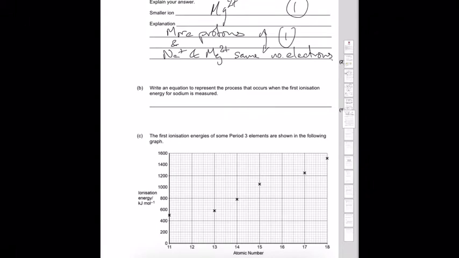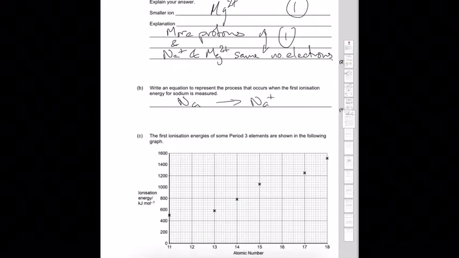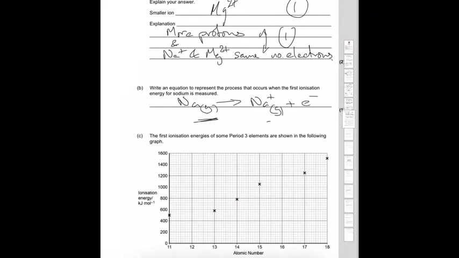Okay, write an equation to show the process first ionization energy. Most people get this one. A lot of people forget that the state really matters. So it's okay having the equation, but without the symbols of state for gas and gas, it wouldn't work. So that's really important.